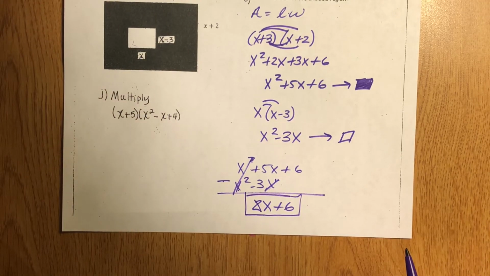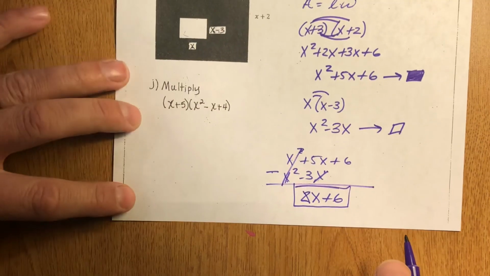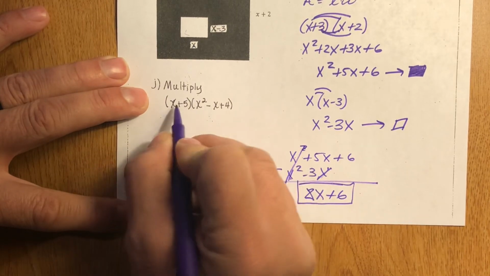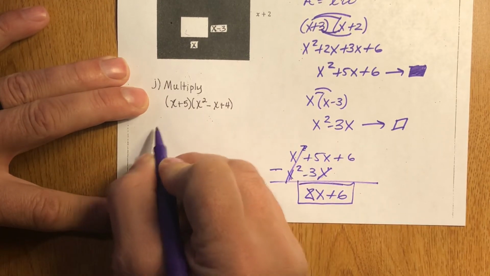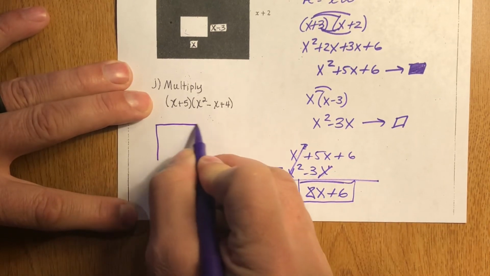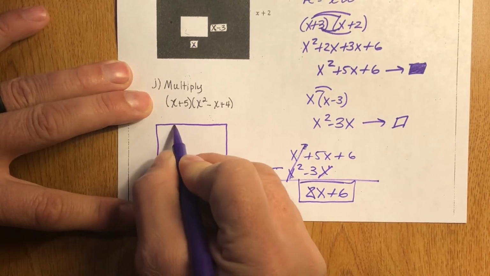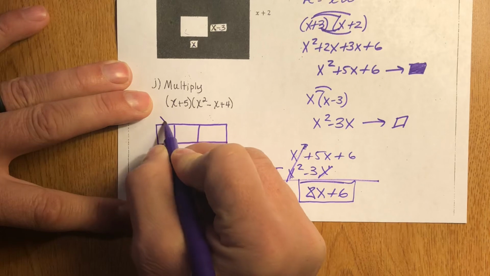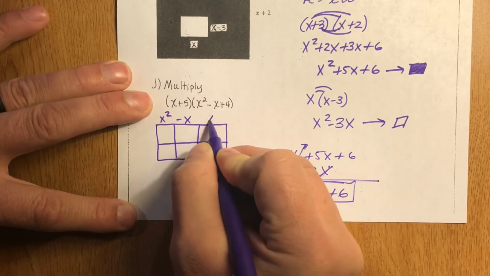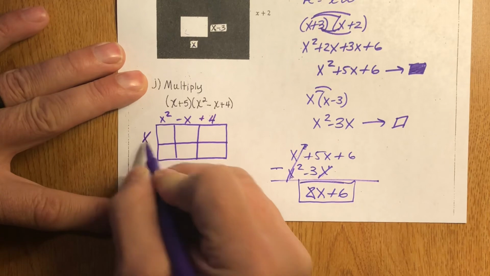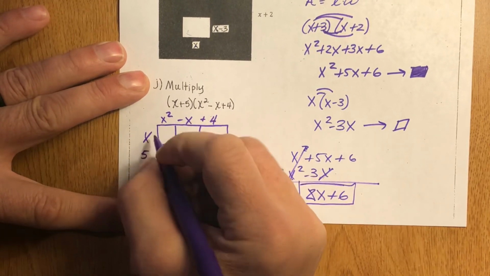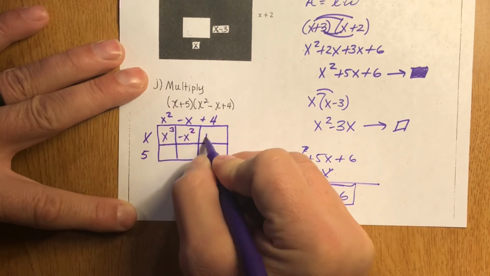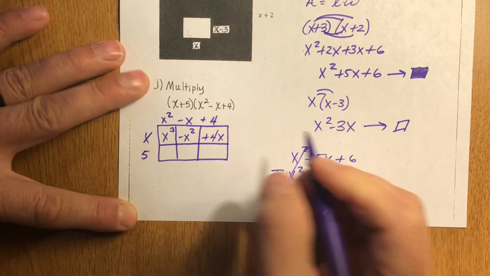And then the last one, for J, I'm going to show you how to use the box. You could just use your extended distributive, distribute the x, distribute the 5. That would be fine. But if you like using the box method, watch this. This time I'm going to make 3 columns because I have a trinomial. So x squared minus x and 4. And then the binomial goes on this side. So I'm going to multiply here. I get x cubed minus x squared plus 4x.